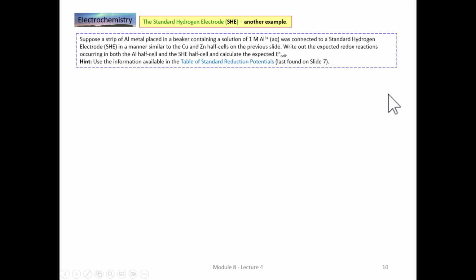Let's look at another example. Suppose you took a strip of aluminum metal and you put it in a beaker containing a solution of 1 molar aluminum 3 plus ion, and you connected that to a standard hydrogen electrode in a manner similar to the copper and zinc half cells on the previous slide. Let's write out the expected redox reactions occurring in both the aluminum half cell and the standard hydrogen electrode half cell and calculate the expected overall potential.